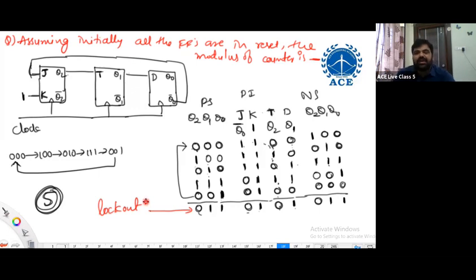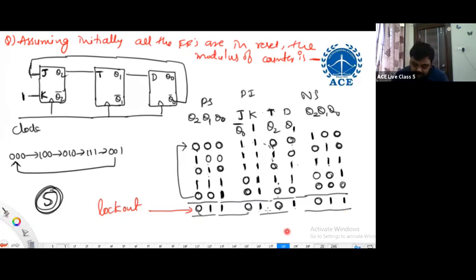What is lockout? If the counter is entering into an unused state and it is going through unused states only, then it is called lockout. Right? This is one unused state we have verified.